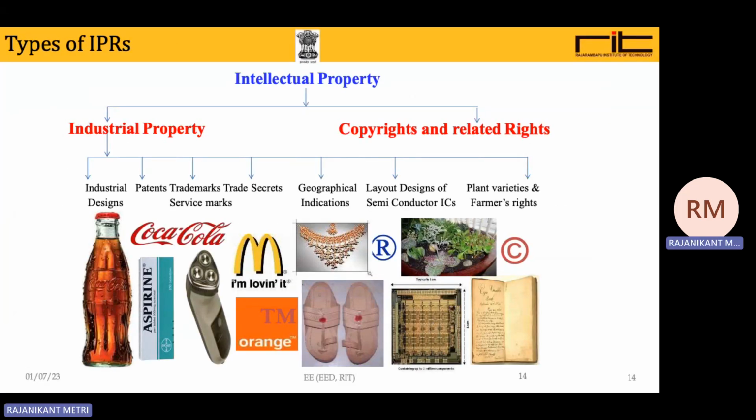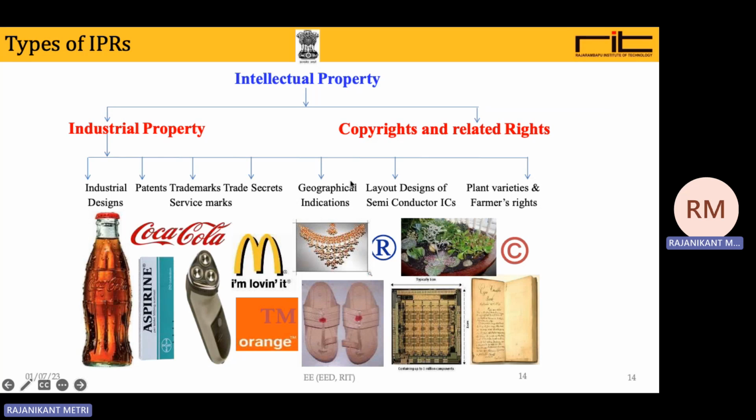Now, this intellectual property is mainly categorized in two parts. One is industrial property, second is copyrights and related rights. So we'll see this in detail, but in summary, you can see here through the pictures. In the industrial property, industrial designs are there, for example, this design of the bottle, then patents, trademarks or service marks. Some logos are there or trademarks are used like this TM orange. Then trade secrets. So these all examples you have seen.